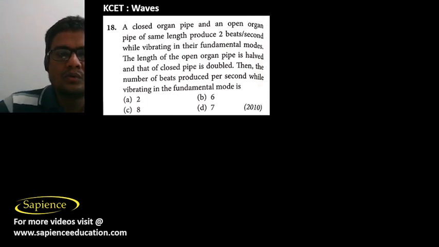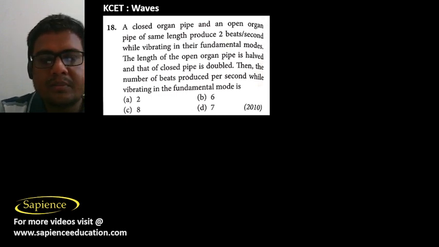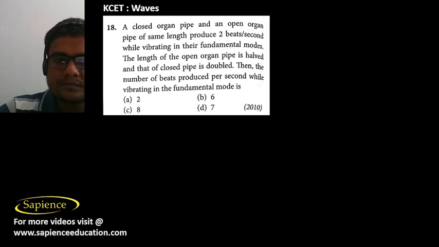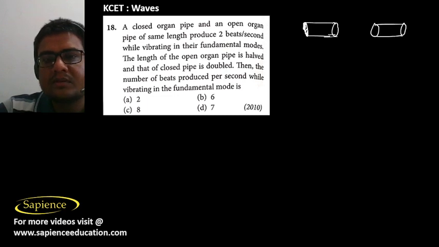And then a closed organ pipe and an open organ pipe of same length produce 2 beats per second while vibrating in their fundamental modes. The length of the open organ pipe is halved and closed organ pipe is doubled. Then the number of beats produced per second while vibrating in the fundamental mode is okay. Now here we have a closed end organ pipe and we have an open end organ pipe. So both are having the same length.